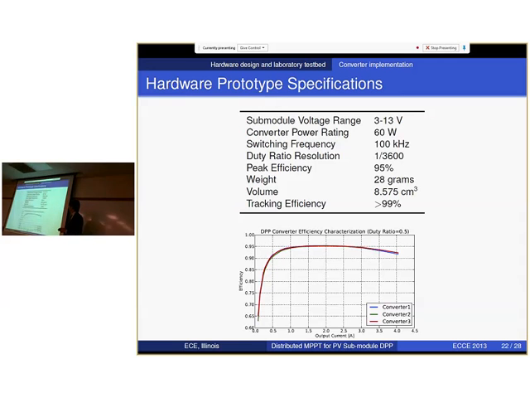And here are just a few specifications of the hardware. I think it should be noted that it actually has a peak efficiency of 95%, which I will show later. It can achieve a tracking efficiency above 99% of the system.